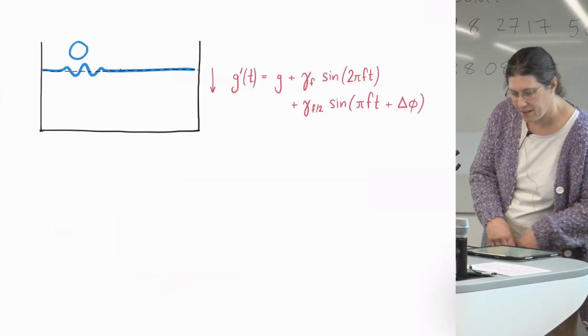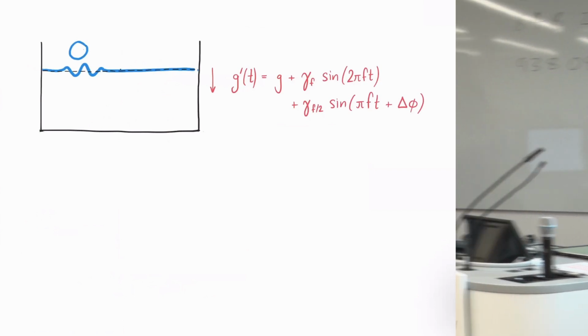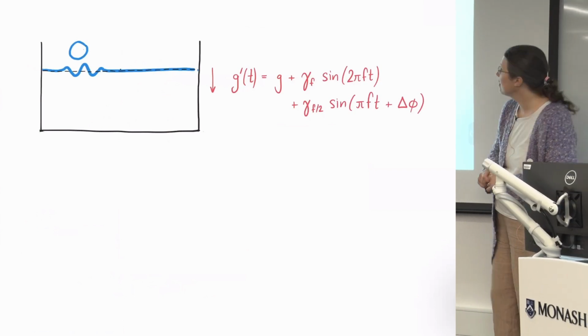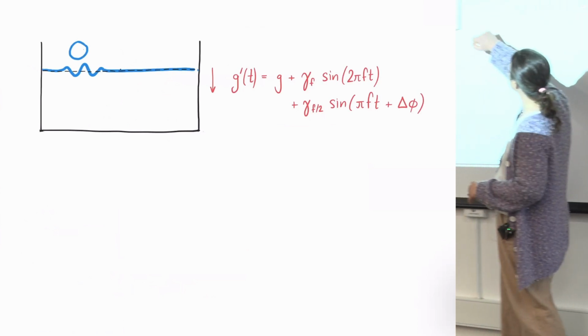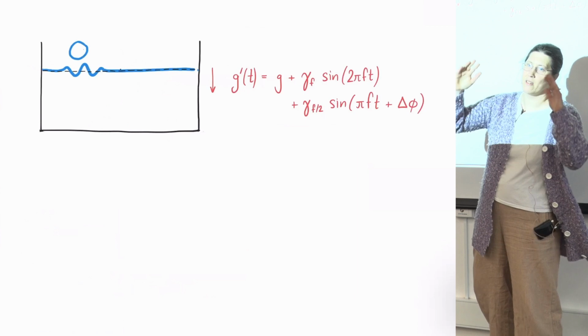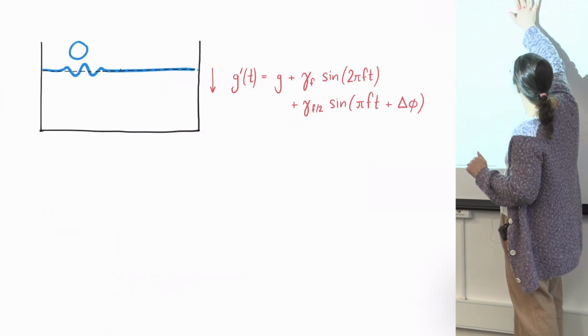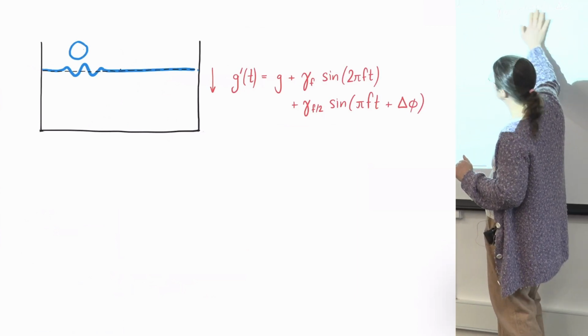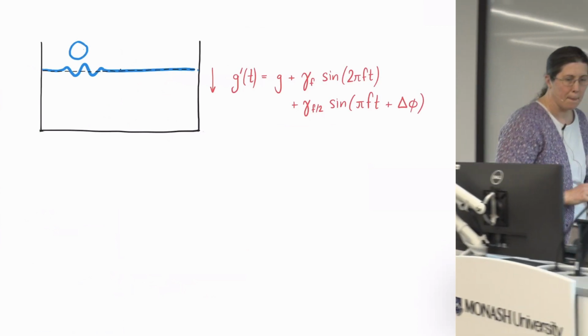All right, so for the model, we're going to go into the frame of reference of the bath. So gravity is changing on us. We've got our normal component of gravity, and then we've got two components because the bath is vibrating up and down from both the normal frequency, the main frequency, and from this subharmonic frequency.